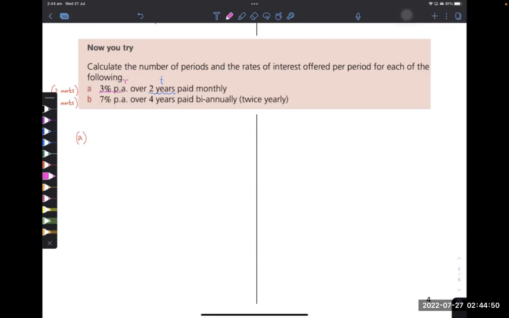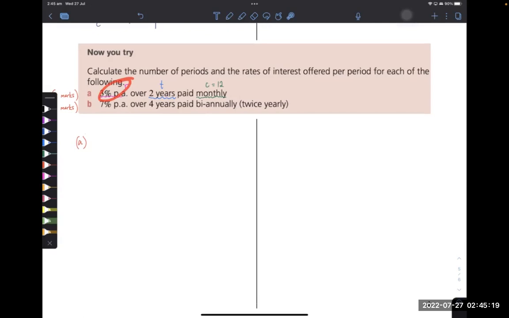And our monthly here, I'm going to introduce that as C. Okay, the C stands for compounding. So how often does it compound? Compound means add on or snowball. If it's compounding monthly, then we convert it. We ask ourselves, okay, how many months in 1 year? That is 12. Okay, so now we have all of our ingredients.